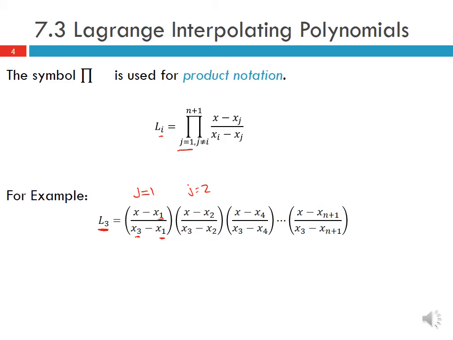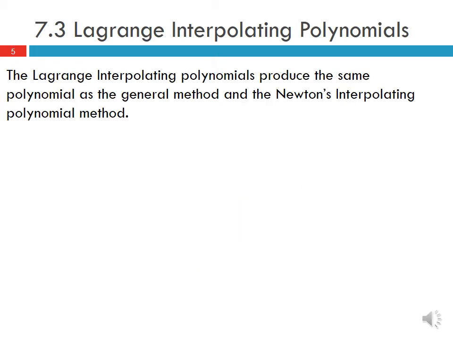And then we skip when j is equal to 3 because i is equal to 3, so this only applies when j is not equal to i. So here j is equal to 4, and then here j is equal to n plus 1. And you can see that i stays the same in all of these because here we're talking about Li. So it's important to note that we skip when i is equal to j in this Lagrange polynomial definition. The Lagrange interpolating polynomials produce the same polynomial as both the general method as well as Newton's interpolating polynomial method, because as we discussed, the interpolating polynomials are unique.